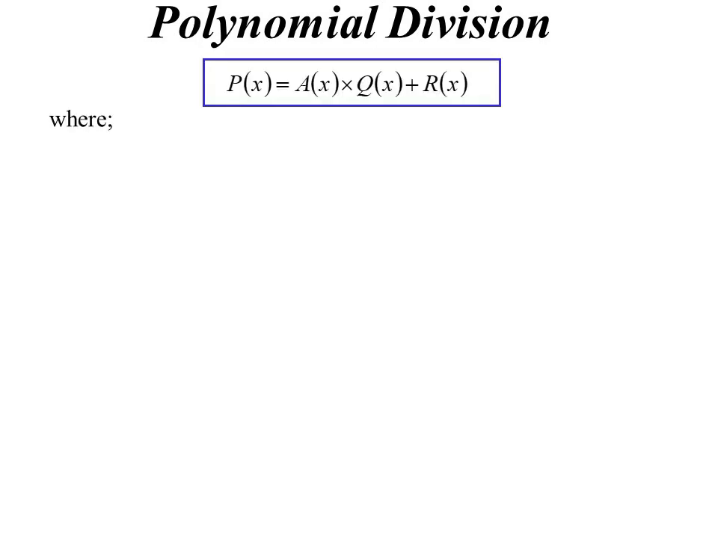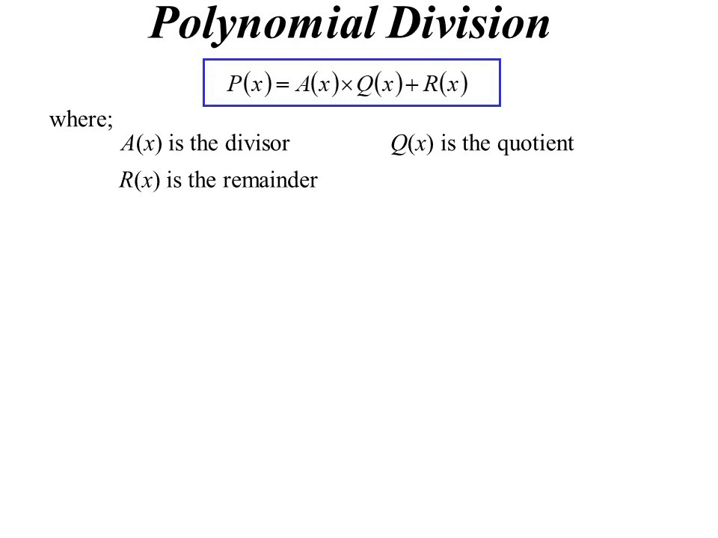Polynomial divisions. It's the basic division algorithm. It's the same for numbers as well, where you have a(x) times q(x) plus r(x). The difference is these are polynomials instead of numbers, but we still have a divisor, a quotient, and a remainder. Same as normal division. A couple of notes though, when we're dealing with polynomials rather than numbers.